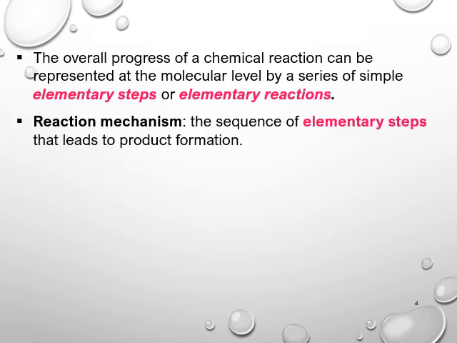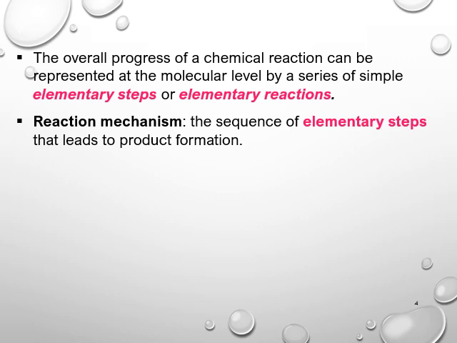An overall balanced chemical equation does not tell us much about how a reaction actually takes place. In many cases, it merely represents the sum of several elementary steps or elementary reactions, which is a series of simple reactions that represent the progress of the overall reaction at the molecular level. The term for the sequence of elementary steps that leads to product formation is reaction mechanism.